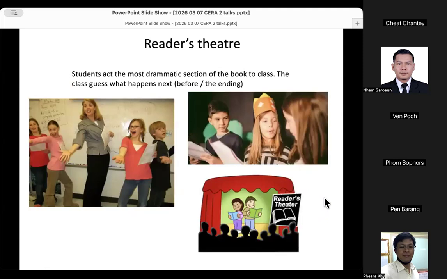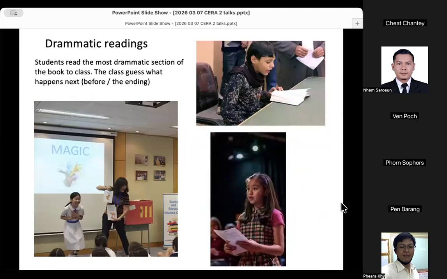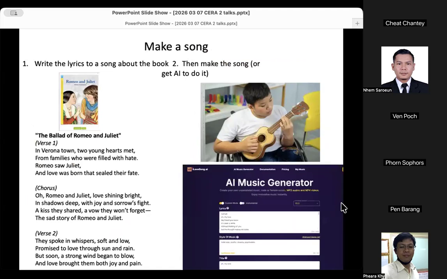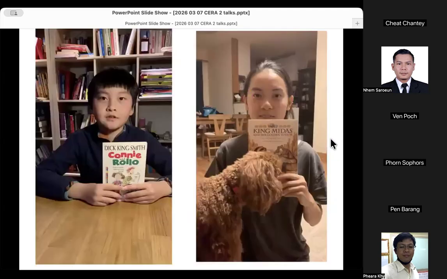If you have students who like drama, they can maybe act part of a story and have dramatic readings like this. If your students like music, they can read a story, for example, Romeo and Juliet, and then maybe they can write a song about it and either play the song or go to AI and ask AI to make some music, some songs for you.